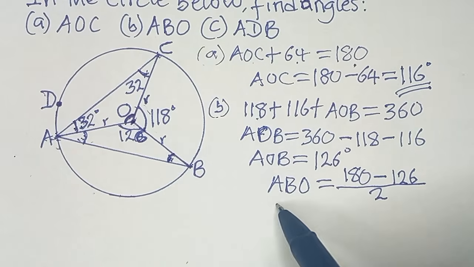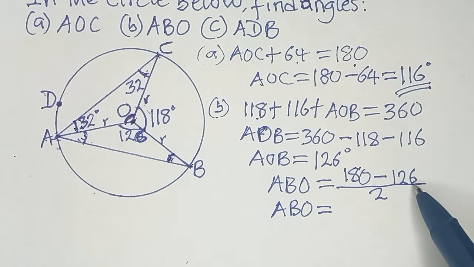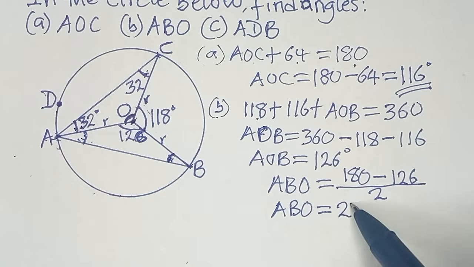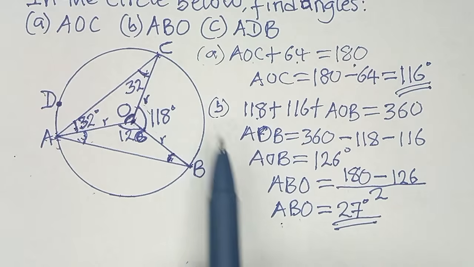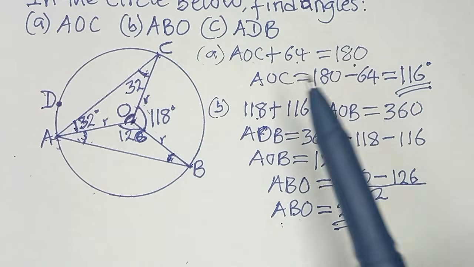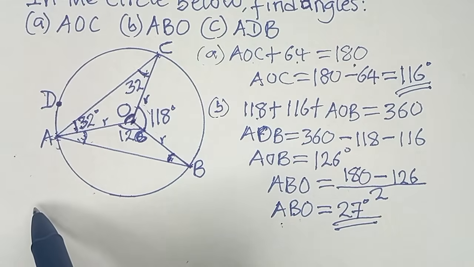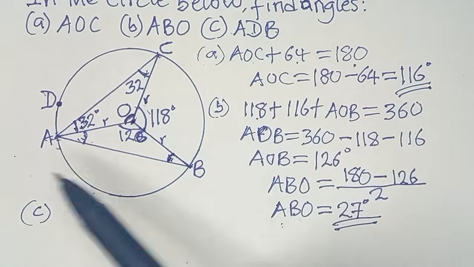So angle ABO equals 180 minus 126, which gives us 54. 54 divided by 2 gives us 27 degrees. That is the value of angle ABO that we're asked to look for in question B. Now, question C says we find angle ADB. Let me write question C here. We have to find angle ADB.